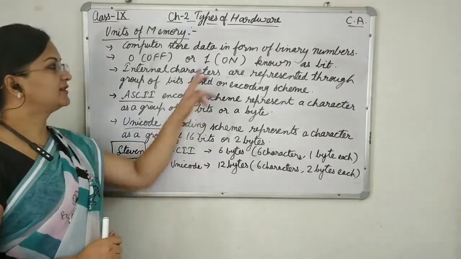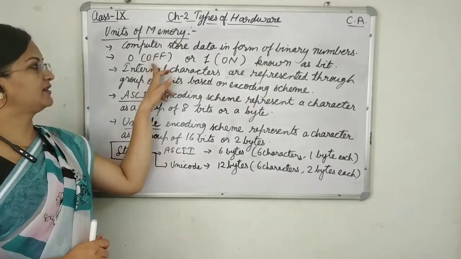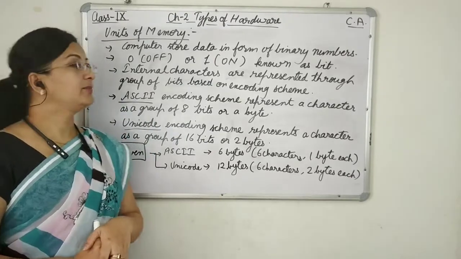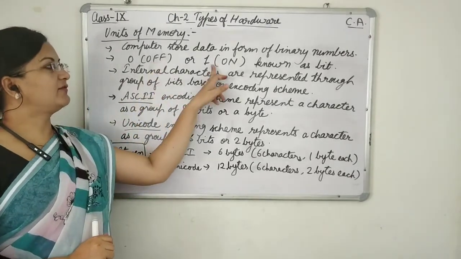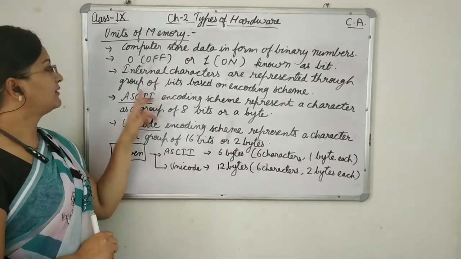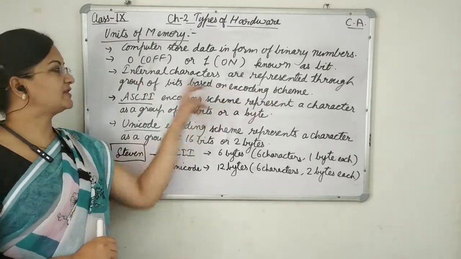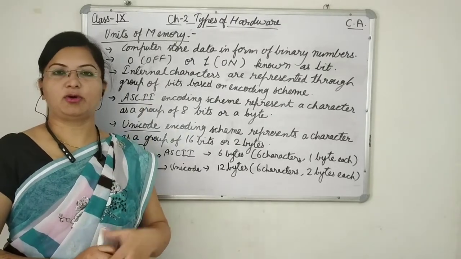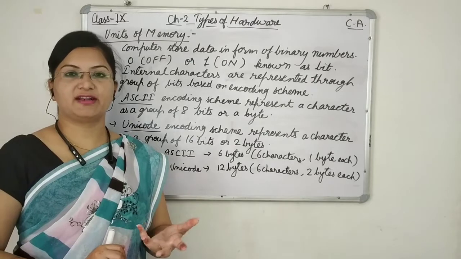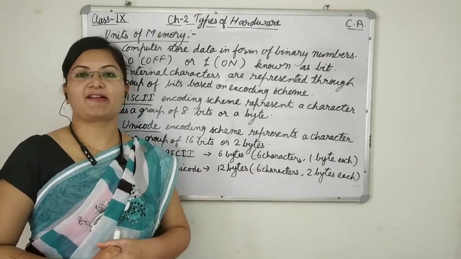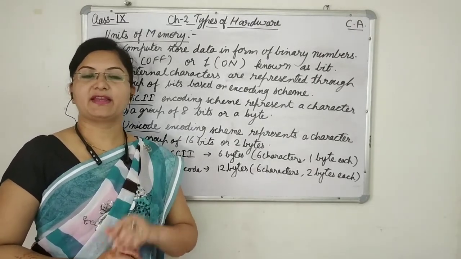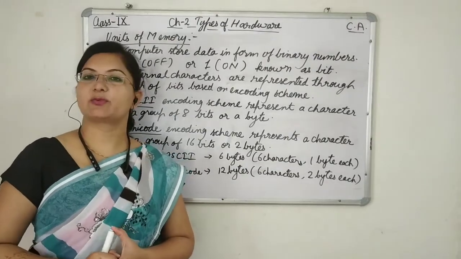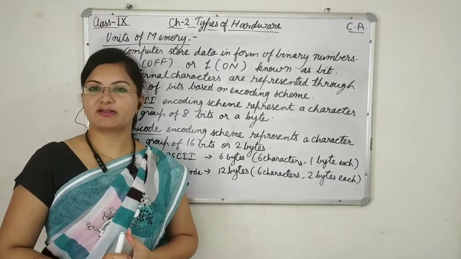Binary numbers means bit. Either it will be 0 or 1, which is known as a bit. So in memory we can store data in the form of 0 or 1. Then internal characters are represented by groups of bits. That means if there is a letter A or N or Z, any letter, these letters have been assigned a number, and then these numbers are converted into binary digits. Numbers can be converted into binary numbers and then can be understood by the computer.